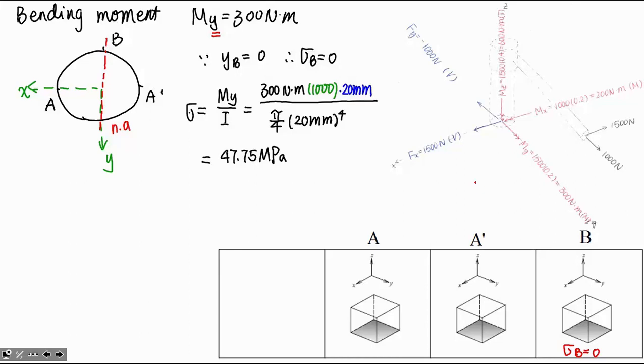Again, how are we going to identify this? Try to draw the neutral axis on your FBD. Then, if you want to curl your hand to get the moment in the positive Y direction, you have to reach down at A and then kick back at A prime like this. So A is under tension, and A prime is under compression.